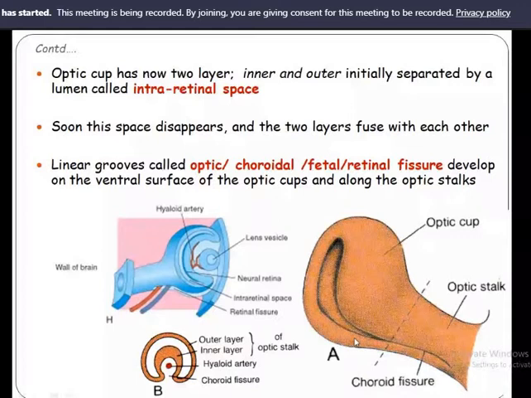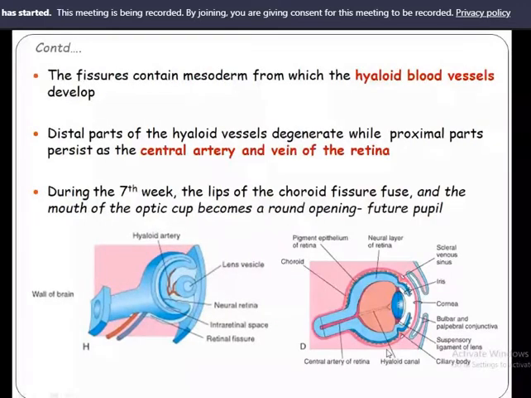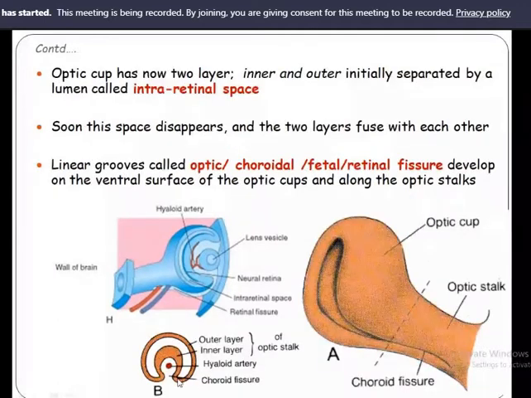And next, the mouth of the optic cup becomes a round opening, and this part will remain as the pupil. So this one will remain as the pupil. Or just remember, during the 7th week, the lips of the choroid fissure will approach each other, they will get fused, and finally the choroid fissure will disappear. And this will develop into the optic nerve, and this hyaloid artery will develop into the central artery of the retina and the central vein of the retina.